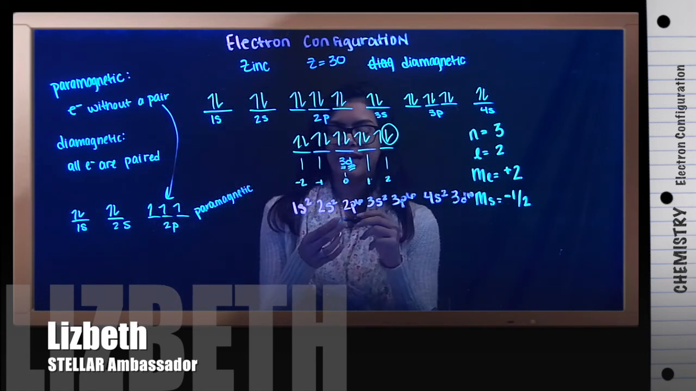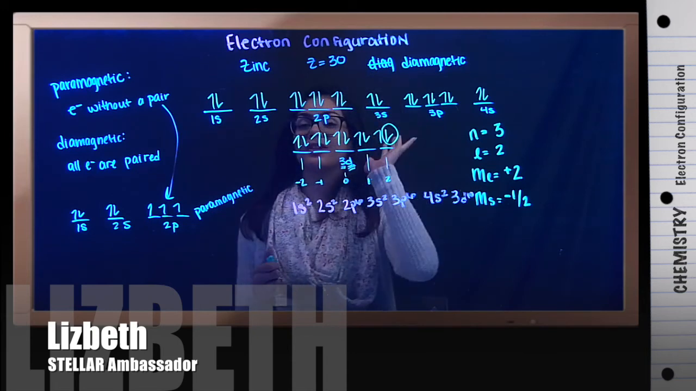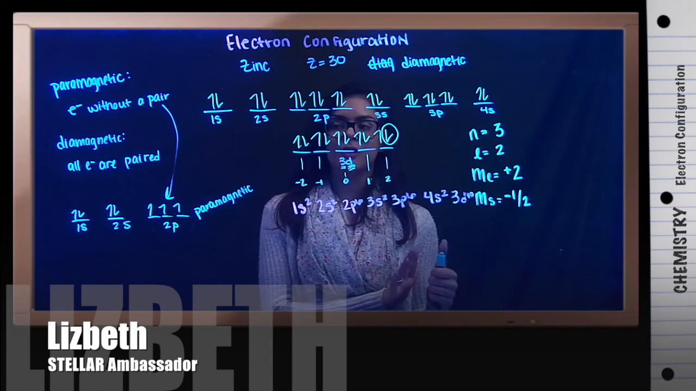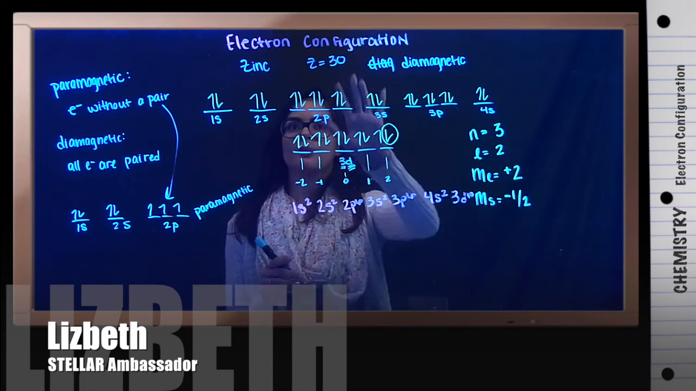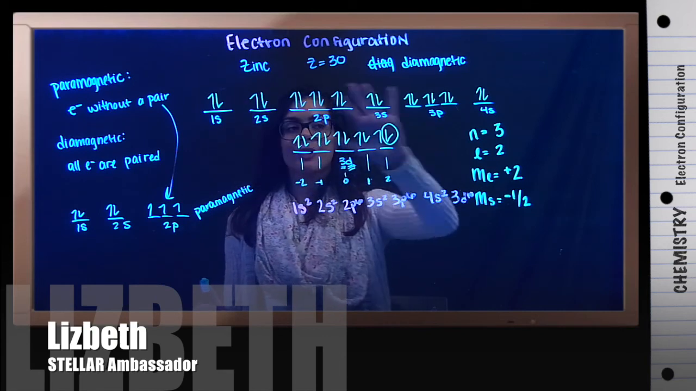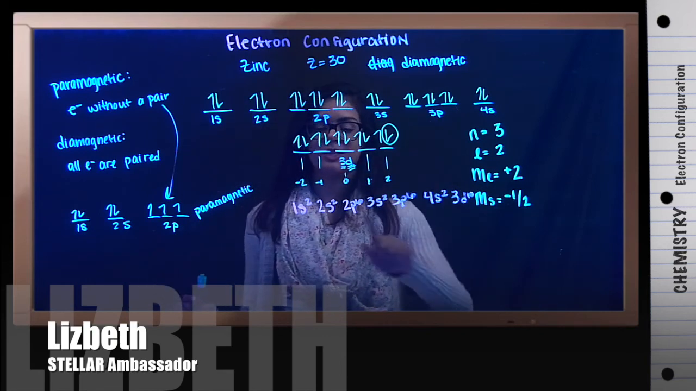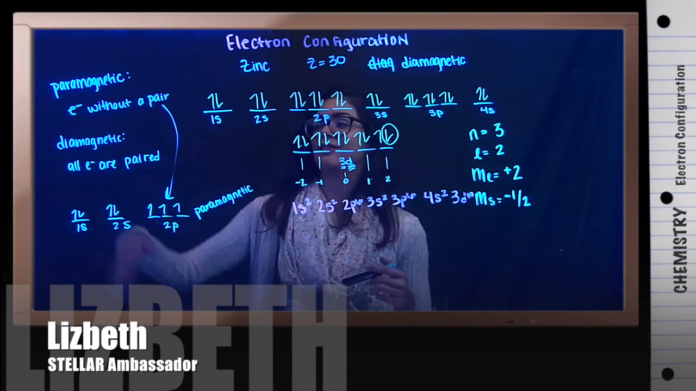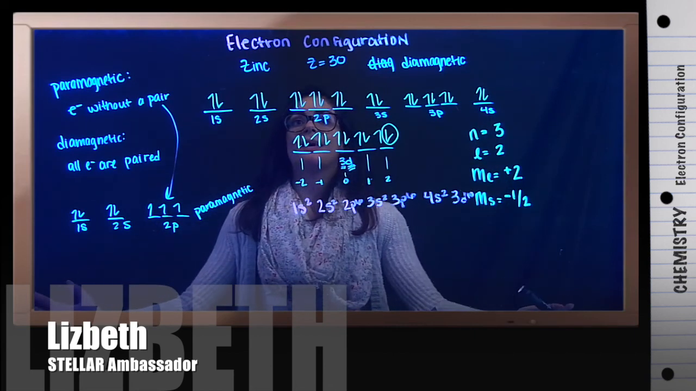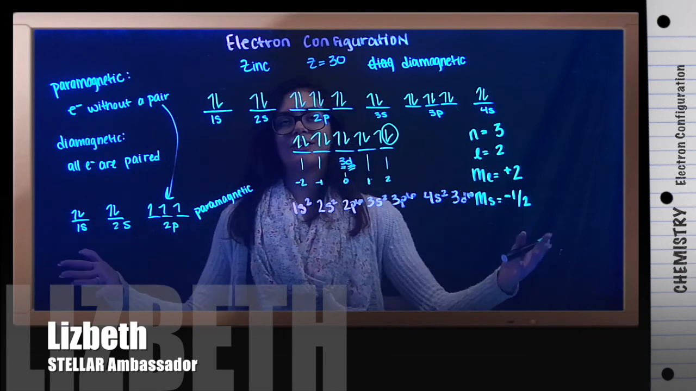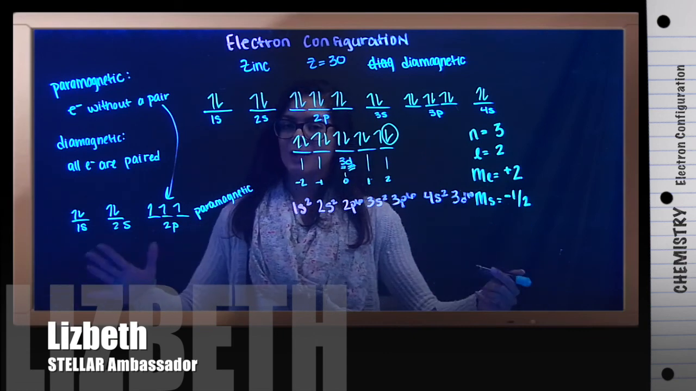So let's recap. With just knowing the element, we can find out the number of electrons. And with the number of electrons, look at all of the stuff we can do. We can do the arrow electron configuration, we can find out the normal electron configuration, we can find out the quantum numbers, and we can find out if it's paramagnetic or diamagnetic. So that's basically a quick, short summary of how to find your electron configurations, and I hope this was helpful.